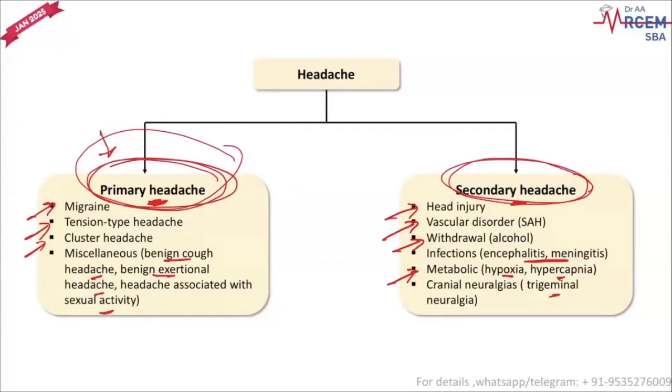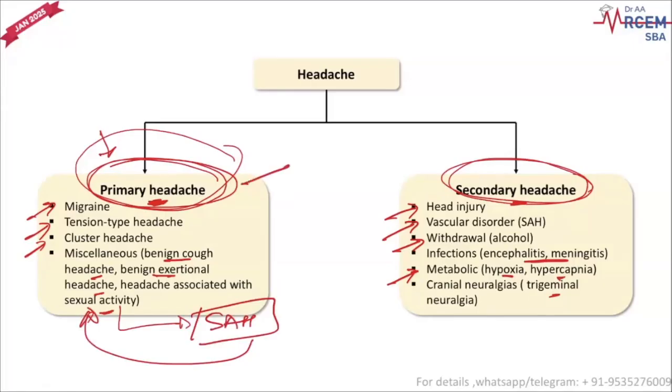So the presentation will be an occipital headache, but again, in sexual headache, you always need to rule out an SAH before you label it as a benign headache or a miscellaneous headache associated with sexual activity. So the take home message here is: primary headache, we do not know the pathophysiology. Secondary headache, we know it, either it is a trauma or an infection or a drug withdrawal or a neuralgia we are talking about.